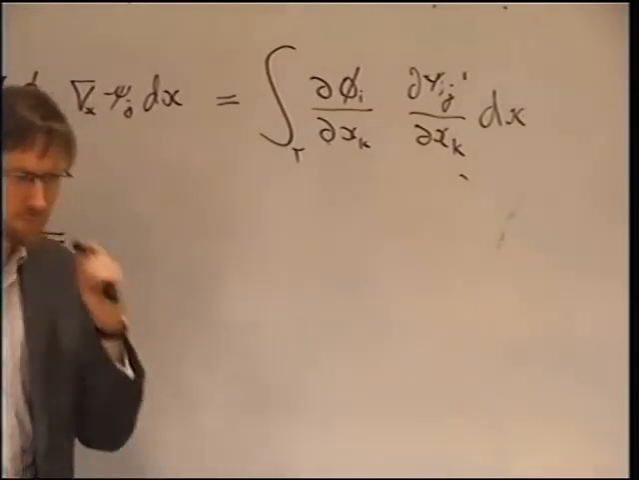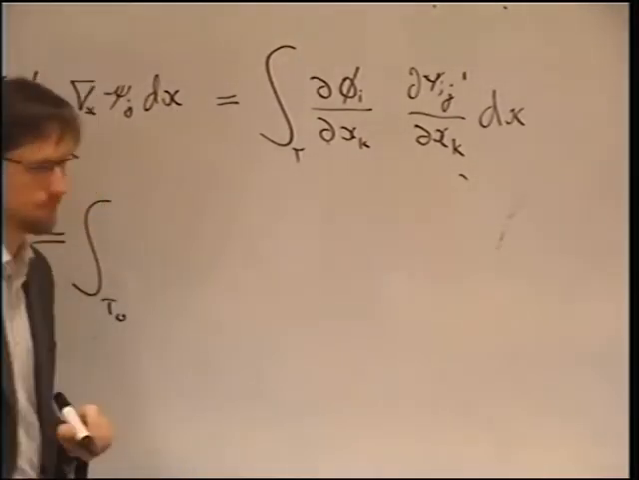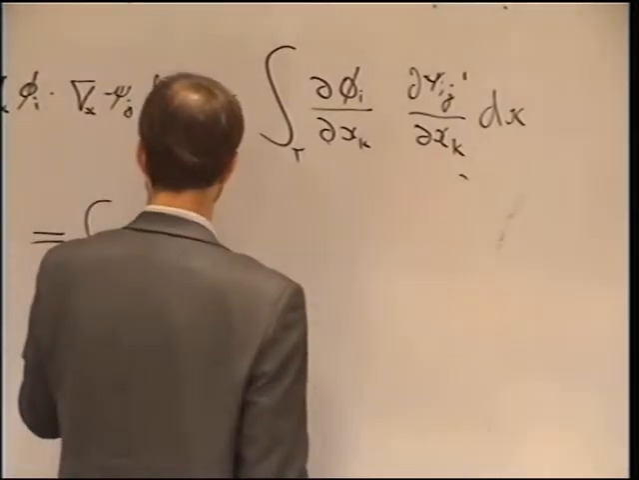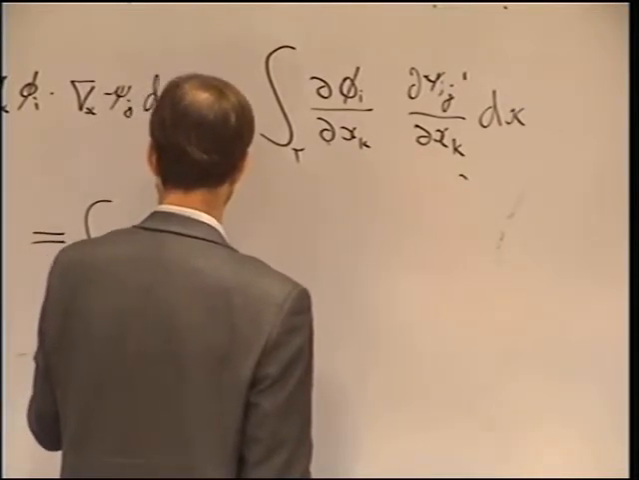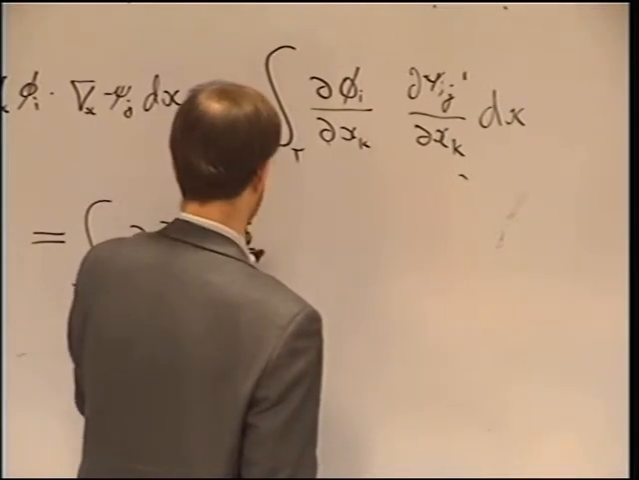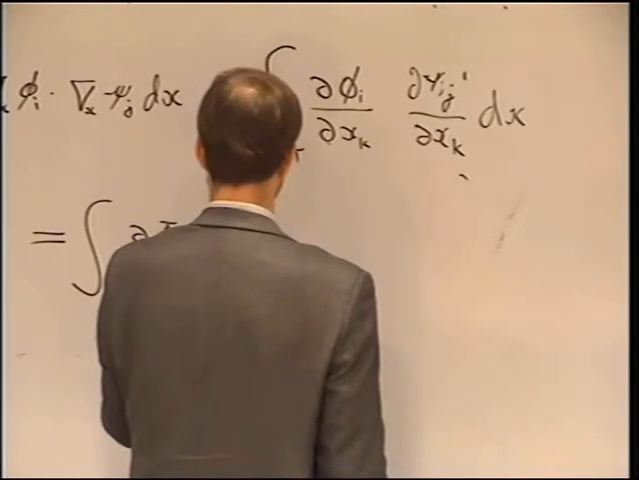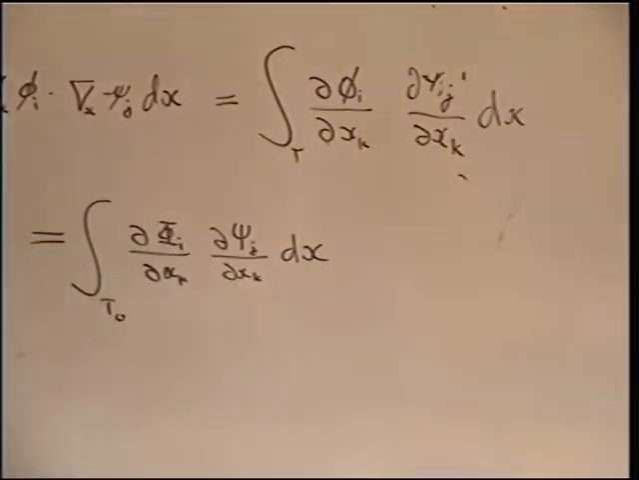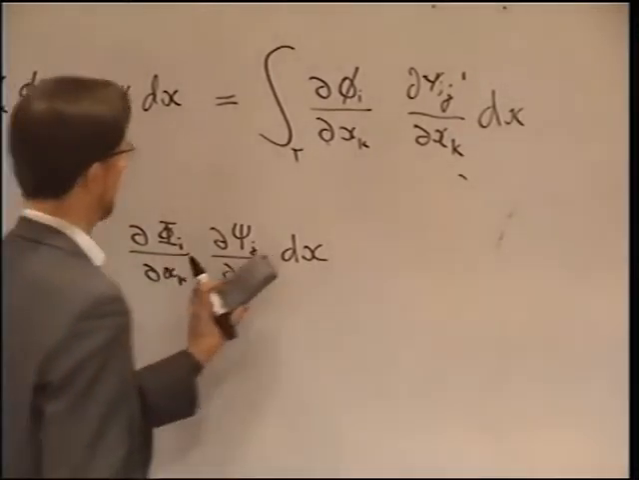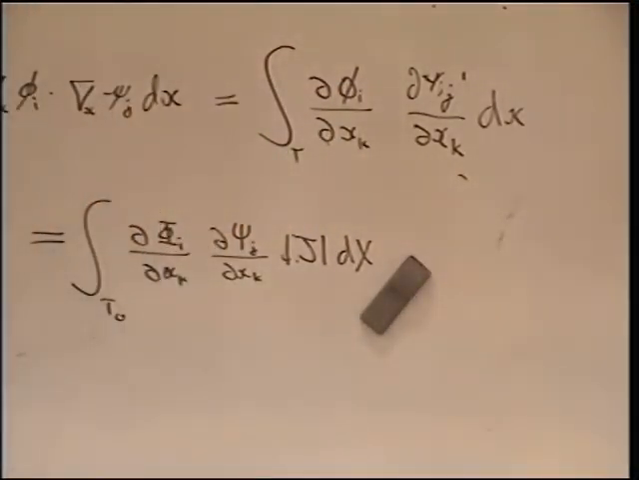So that's equal to the integral on the reference element of the phi I, xk, the phi, to remember that I changed the expression, J. Sorry, where's the Jacobian? Okay, so far so good.